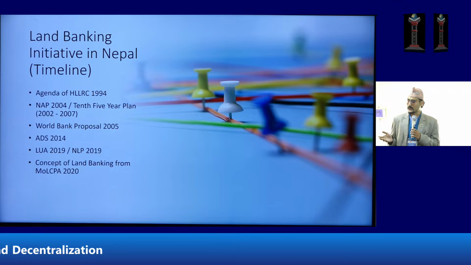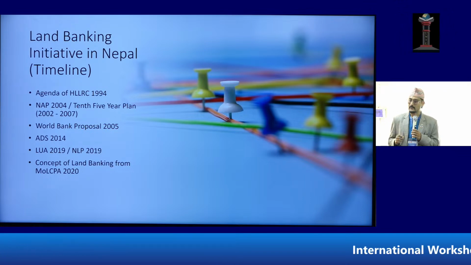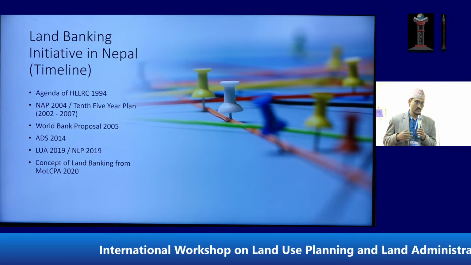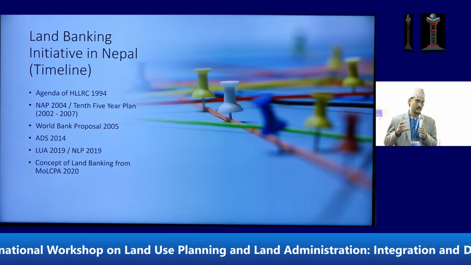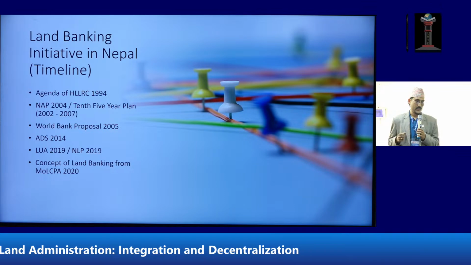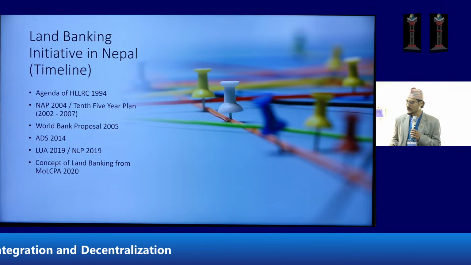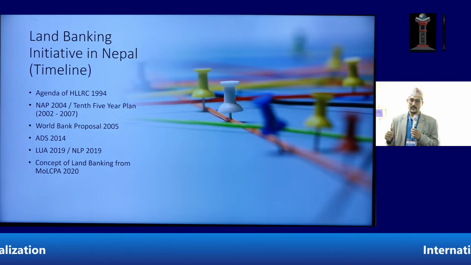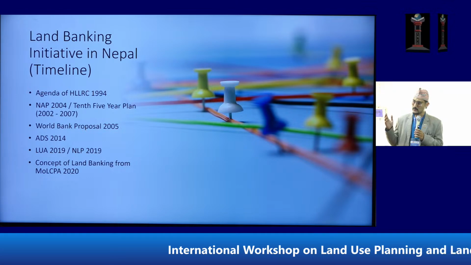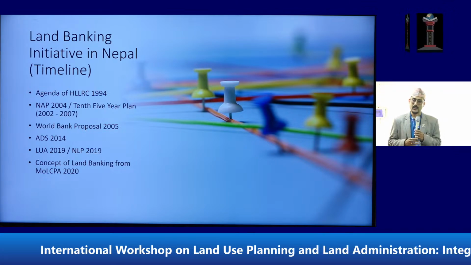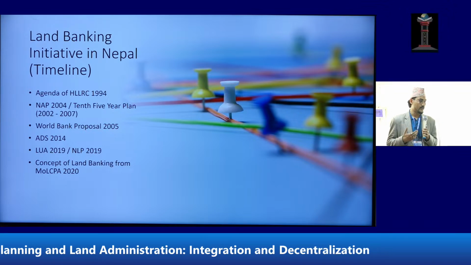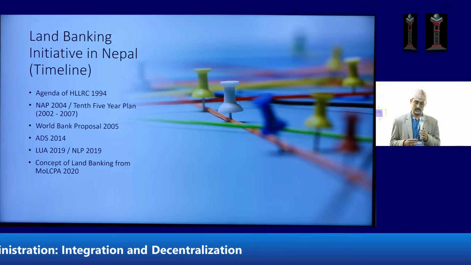And in 2020, a brief concept of land banking, like how it will be established, the institutional framework, its operation and duties, was published by the Ministry of Land Management, Cooperatives and Poverty Alleviation. So this is the general timeline until now. The agenda arrived in 1994, so almost 3 decades ago, but still this idea has not yet been realized due to several reasons.